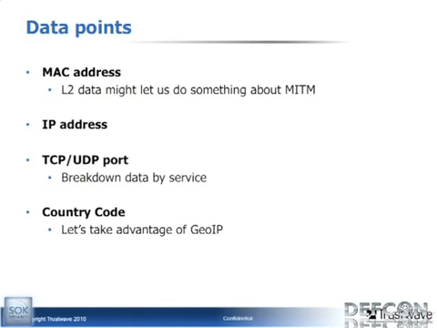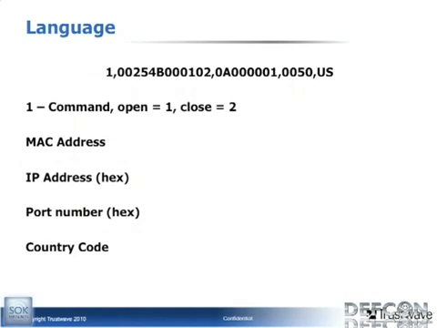So, data points. Here's what I'm sending: MAC address, IP address, TCP or UDP port, and country code. Here's what it looks like. I can say I wrote my own protocol, but really all I did was take 1 for open, 2 for closed, and then put a bunch of other stuff in hex, separated by commas. If you could call that a protocol, yeah.